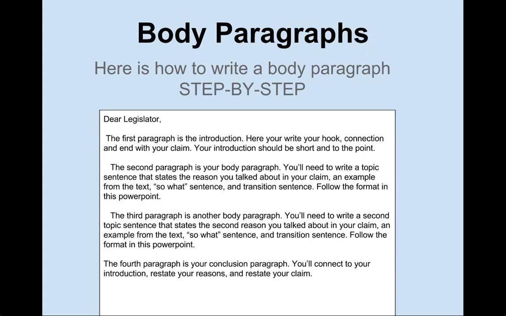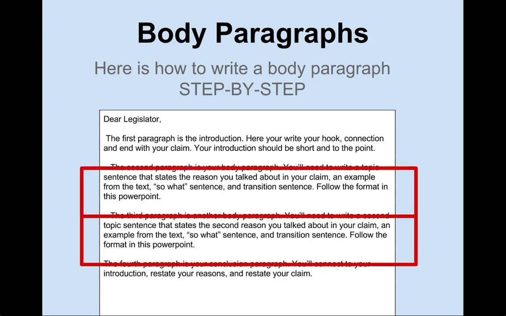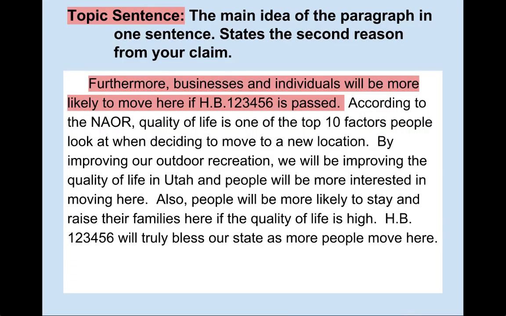After you've written your first body paragraph, don't forget that there is a second body paragraph that you have to talk about. You can notice that there are two body paragraphs, which will focus on the two reasons that you wrote about in your research organizer. The second paragraph is going to state the main idea of the second reason from your claim. My second reason that I talked about in my claim was that more businesses and individuals will come if HB 123456 is passed. So I put that in as the topic sentence of my second body paragraph.